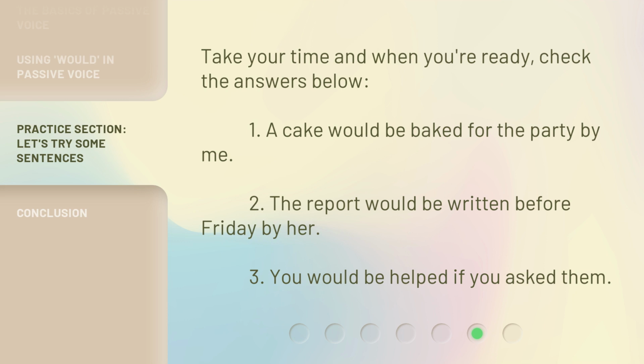1. A cake would be baked for the party by me. 2. The report would be written before Friday by her. 3. You would be helped if you asked them.